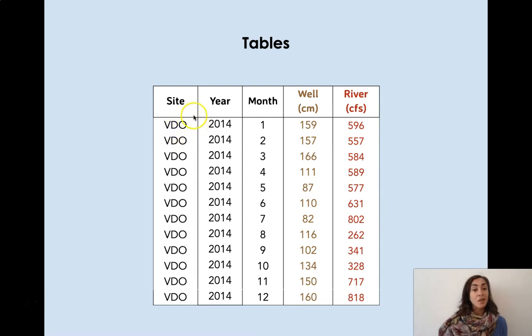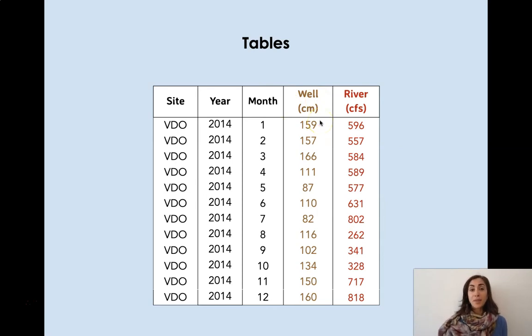This site has an acronym of VDO that stands for Valle de Oro, which is a little bit south of Albuquerque. In this case, the table represents data for 2014, and we have months 1 to 12, starting in January, which would be month 1, and ending in December, which would be month 12. And here we have the well data, so the water underground, how far you have to reach down to find water. The units are in centimeters, because we usually use metric units to represent scientific data.